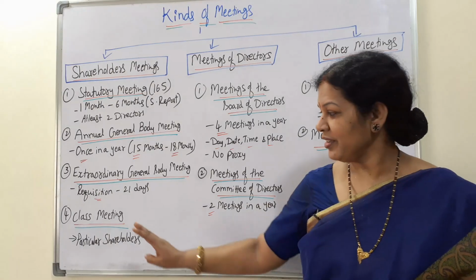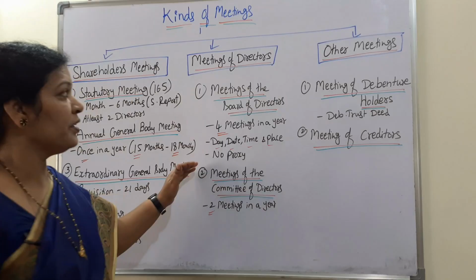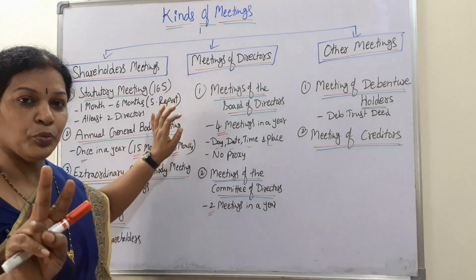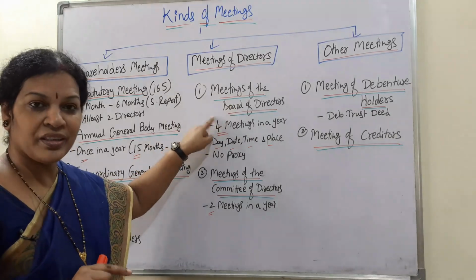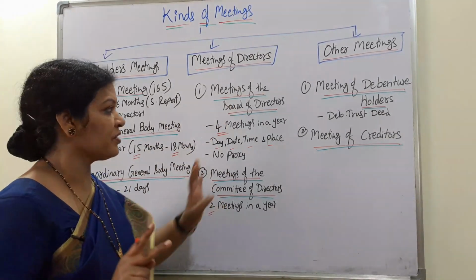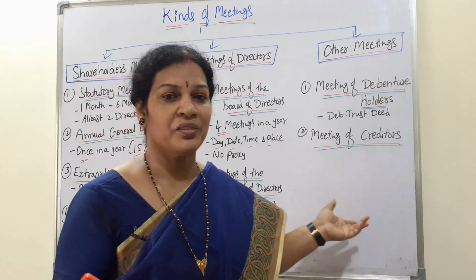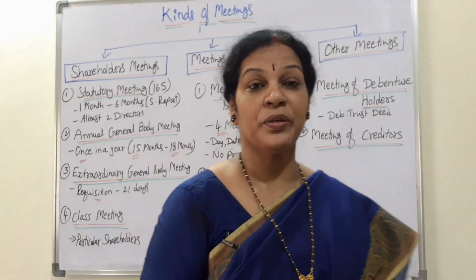Next one is the class meeting, that makes 4. And under the meetings of directors, 2 meetings: one is the meeting of board of directors, the second one is the meeting of the committee of directors. And other meetings means debenture holders meeting and creditors meeting. That's all. But it is an important aspect, don't ignore it.